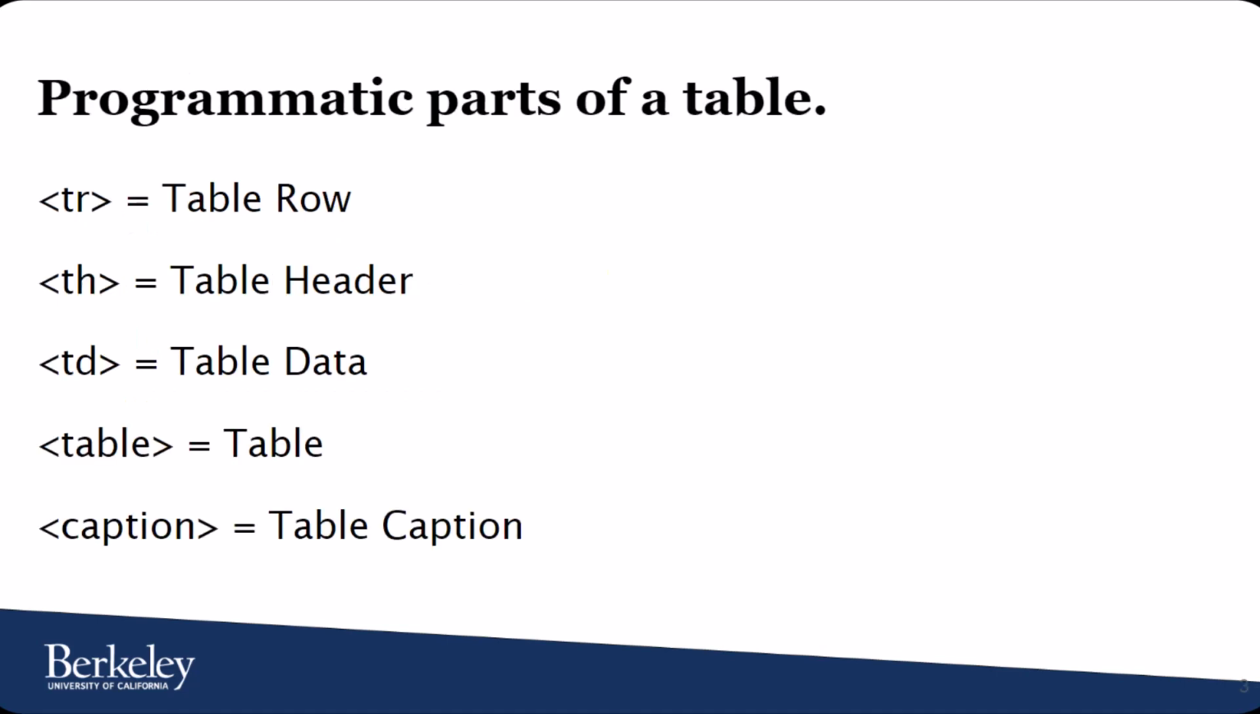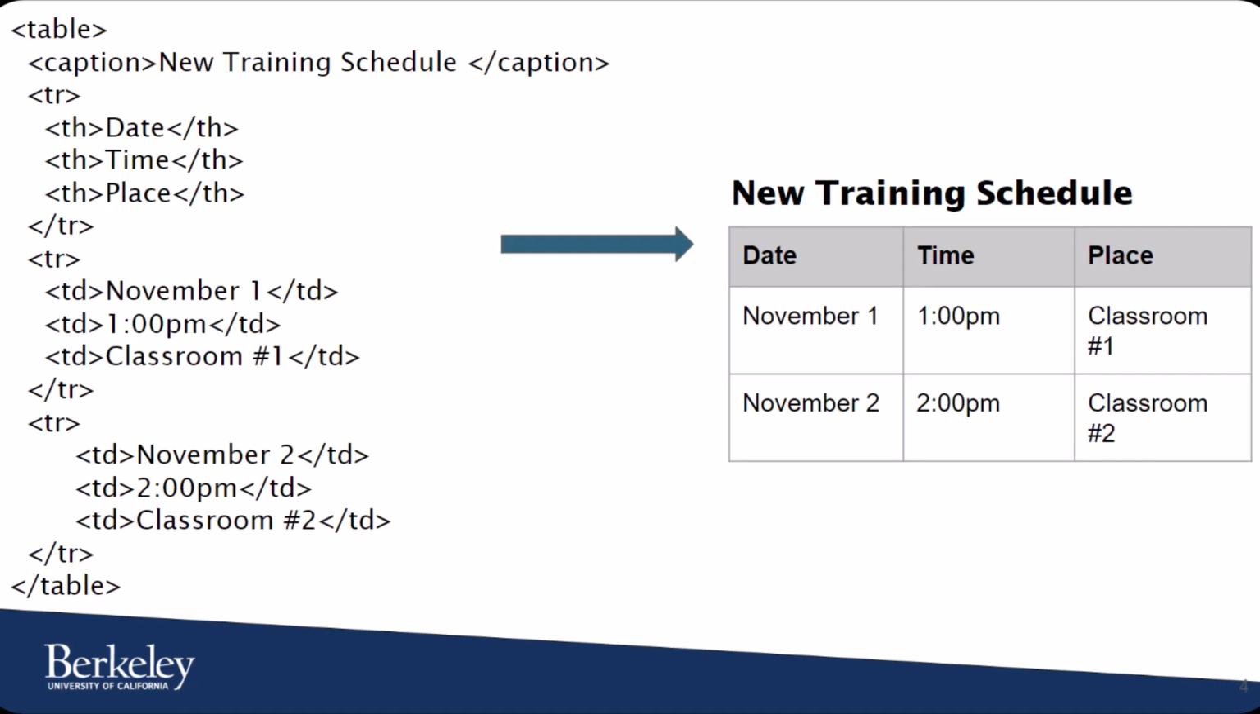Data tables have different programmatic parts that you may see represented on some platforms. These include TR for table row, TH for table header, TD for table data, table for table, and caption for your table caption. Tables build the structure for table rows, while table rows build the structure for table headers or table data rows. Here is an example of how you would see these programmatic elements displayed in an HTML format and what that will translate to in a data table.